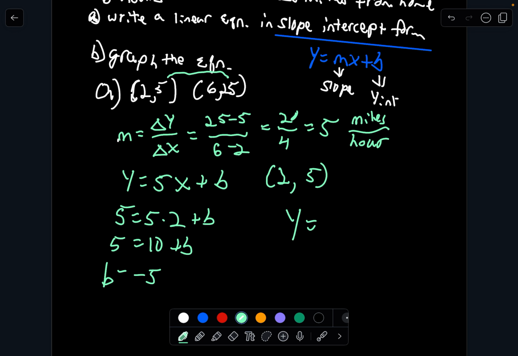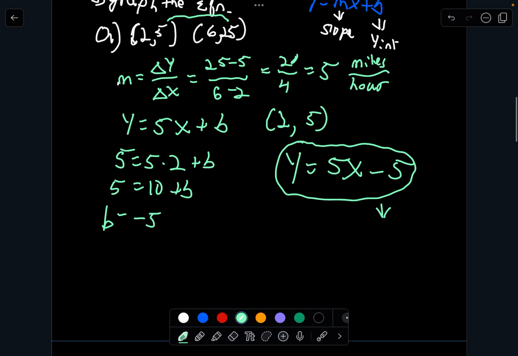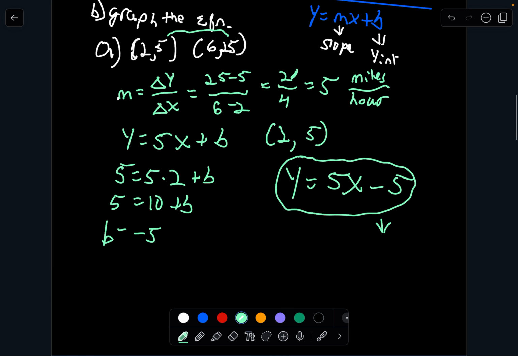y equals 5x minus 5. I made this up on the spot, so it's kind of interesting how my slope came out to be 5 and my y-intercept came out to be negative 5. The physical meaning of the y-intercept being negative 5 is that at the beginning of your trip, when t equals 0, you were actually 5 miles in the opposite direction from your home. So the negative sign makes the interpretation a little bit weird, but that's okay.